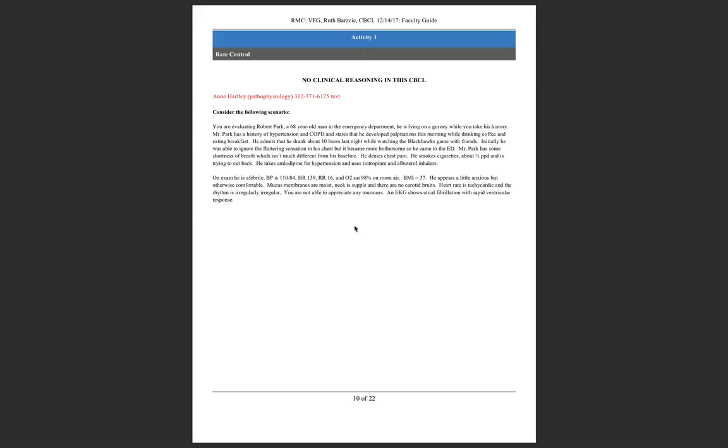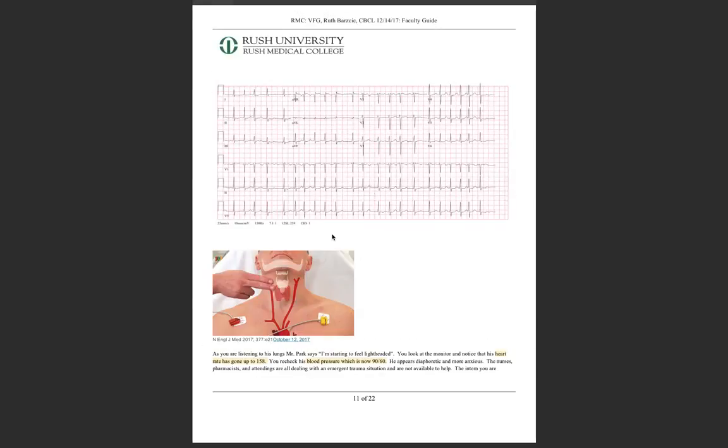So the first activity is centered around this vignette. It was written by Ann Hartley, and you can text her if there's a problem with it. You can also contact me. I actually have the A part of this, and she has the B part. So we have a guy here, and he's got atrial fibrillation. Here is his ECG, and this is given to the students.